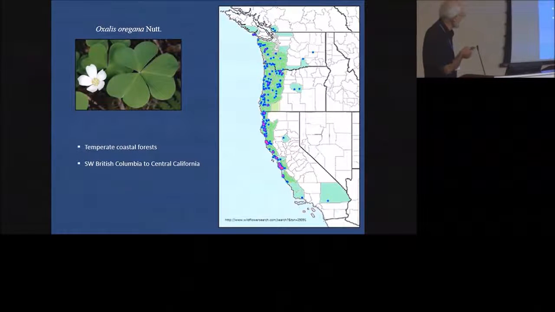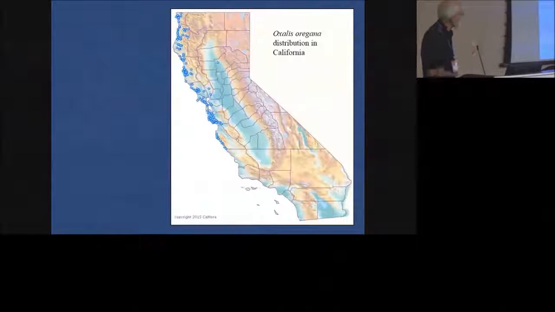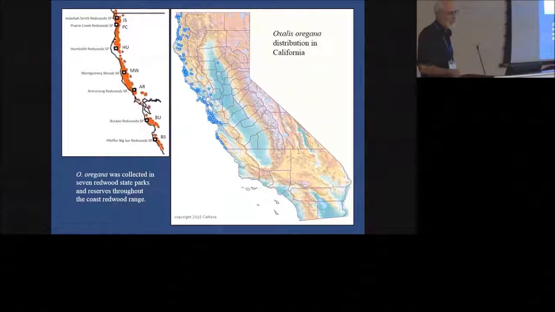The distribution goes from British Columbia, Vancouver Island, down to near the end of the Redwood Range. There's a few outliers. I'm not sure if those are real or planted in someone's garden. This is the Oxalis oregana distribution in California. You can see it's essentially the same as the Redwood distribution, which is there in red.